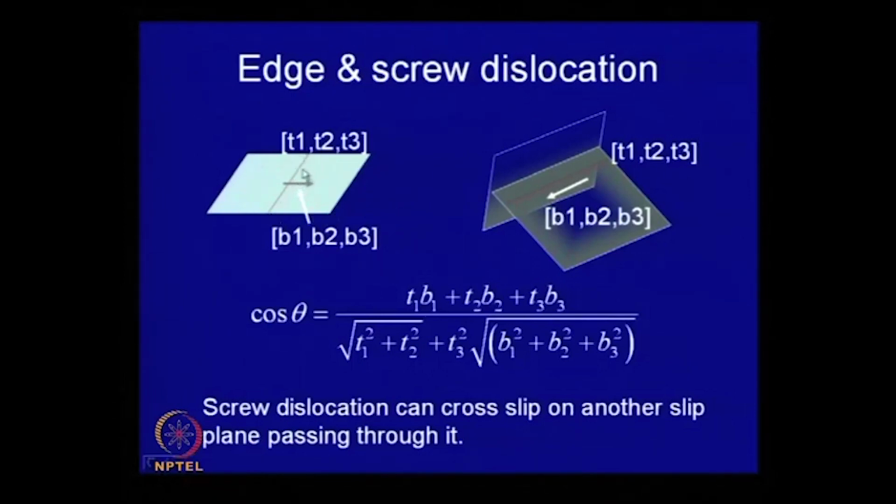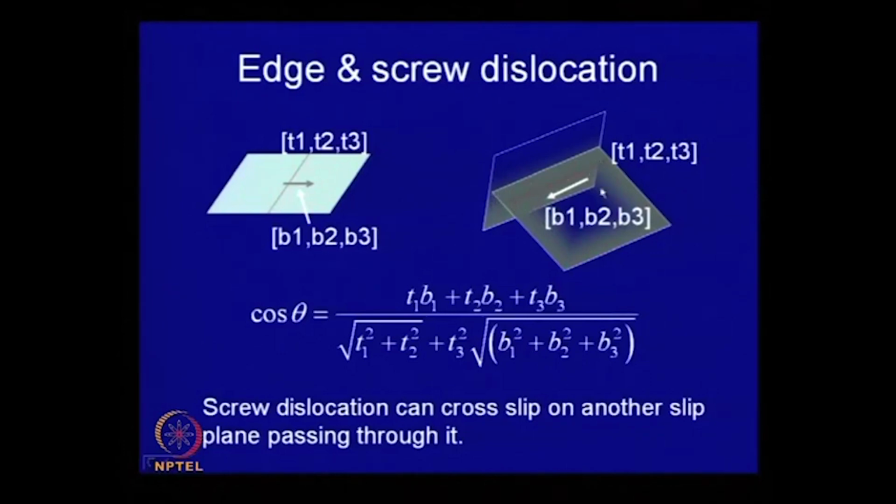We will see some examples. In a crystal, suppose this is a slip plane, and you know the Miller indices of the slip plane. For this to be a slip plane for this dislocation, the Burgers vector and the dislocation direction both must lie on the slip plane, and only then can the edge dislocation glide. Now, the situation in the case of screw dislocation is a little different.